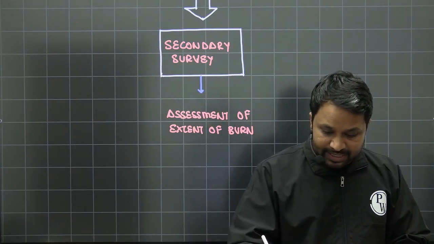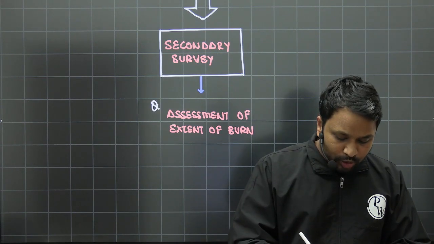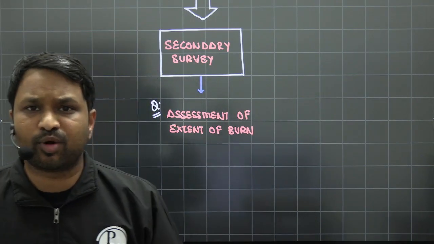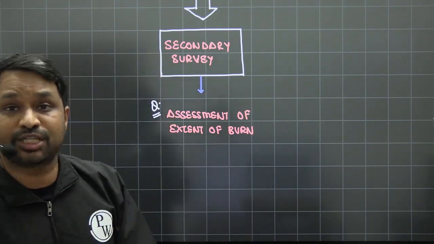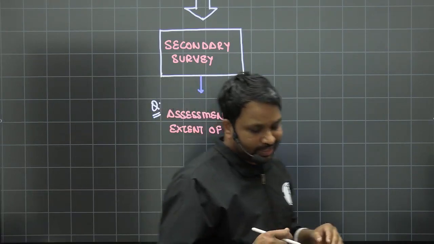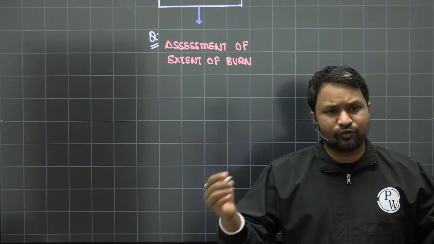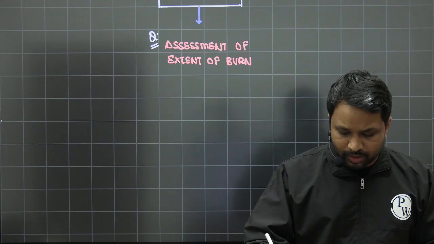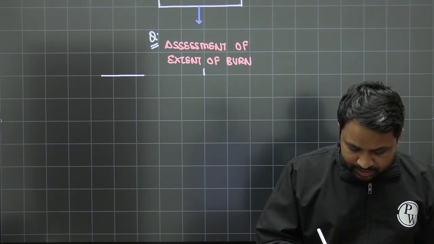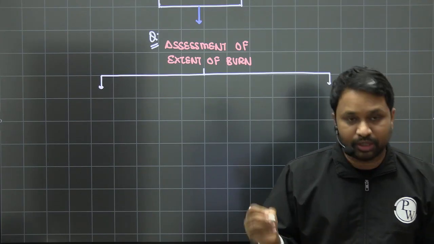In fact, this has been a competitive exam question: when would you do the assessment of the extent of the burns, or percentage of body surface area burnt? On which part of the survey is it evaluated? It is evaluated in the secondary survey. Now, in the assessment, we will look for the total body surface area burnt. We'll talk about how we do it, but for now, once you have done the assessment, I can get back to two components.